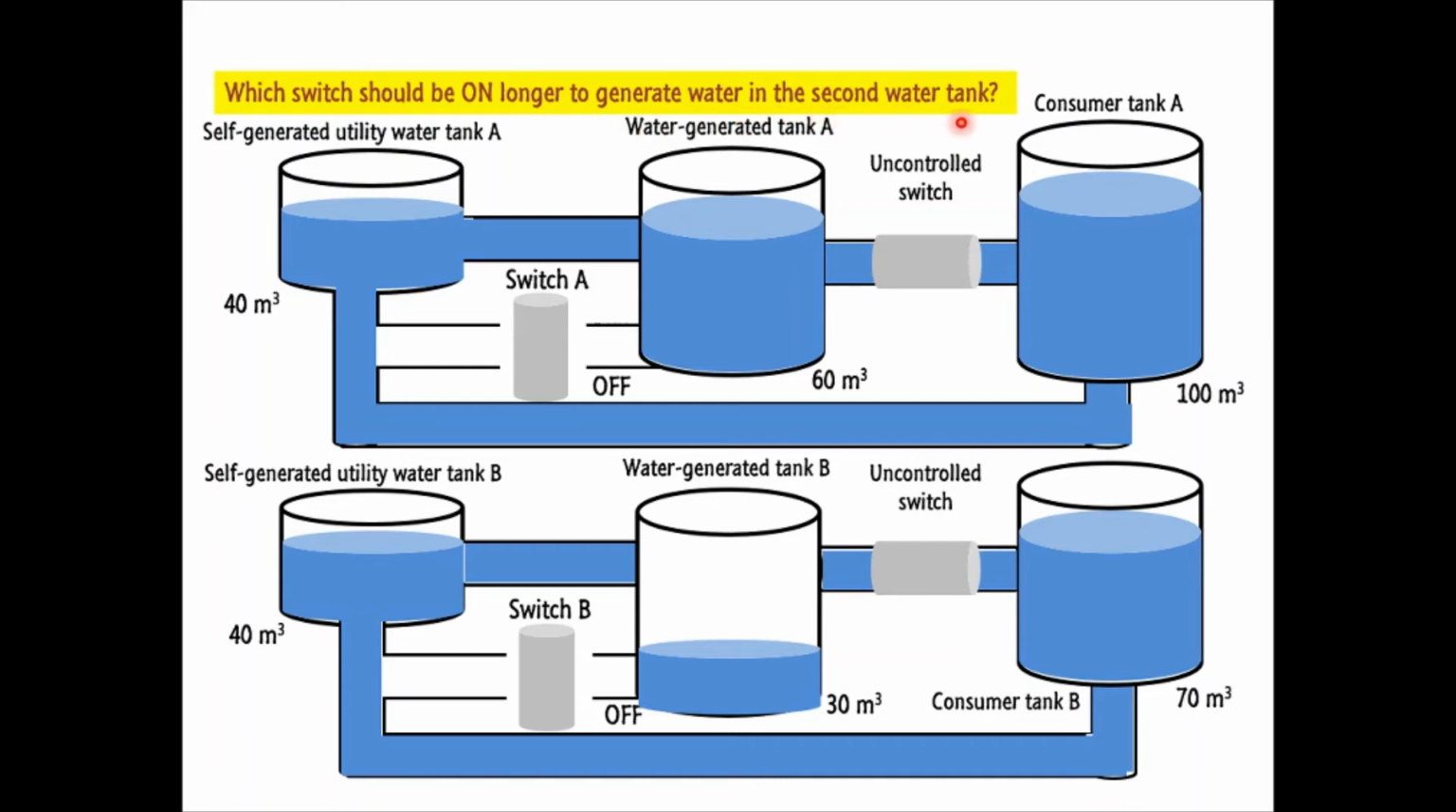Now, based on your observation, which switch should be on longer to generate water in the second water tank? Once again, the answer is A. Because based on the demand, the turn-on time of switch A should be longer than switch B. Eventually, we can see that the duty cycle is directly proportional to the demand.